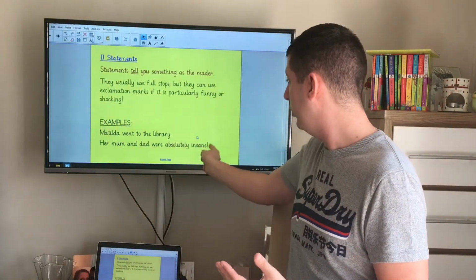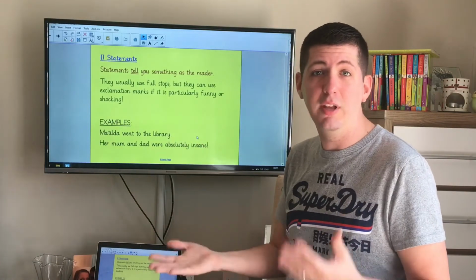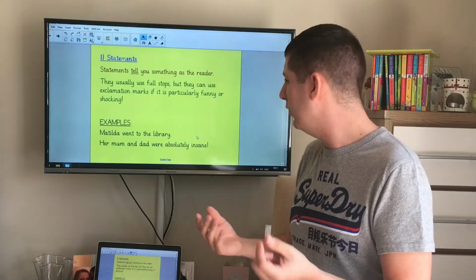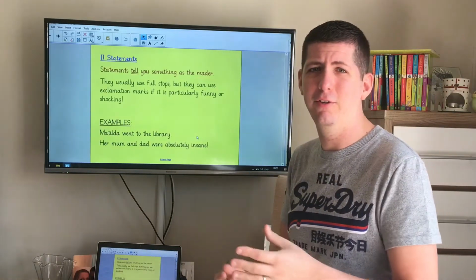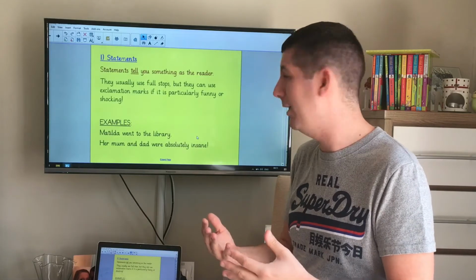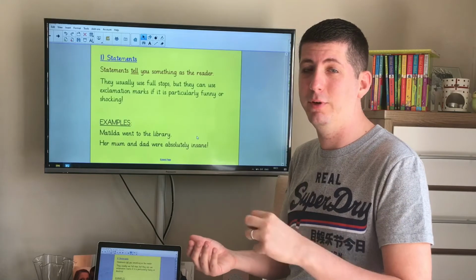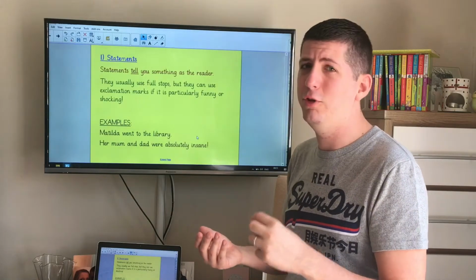This one's got a full stop, this one's got an exclamation mark. You can use either, but I would say if you're doing a piece of writing, don't overuse the exclamation mark because it just looks a bit silly when you're reading that back. So if you're writing statements, use a mixture of exclamation marks and full stops. Don't use too many exclamation marks.